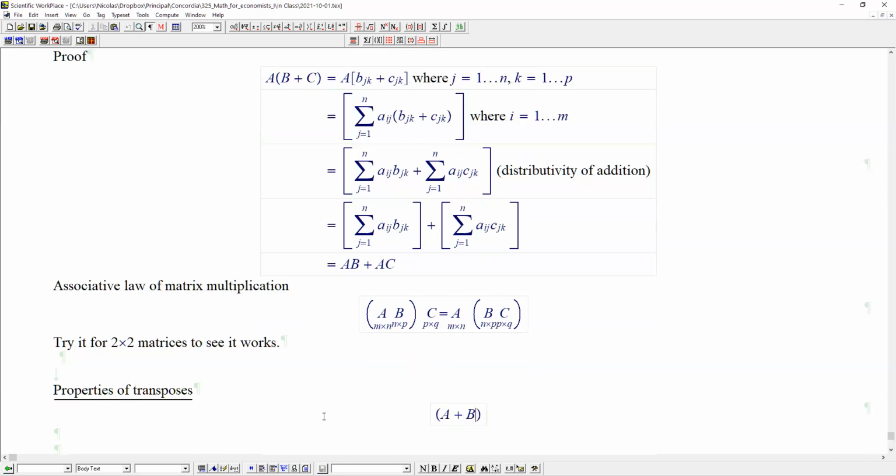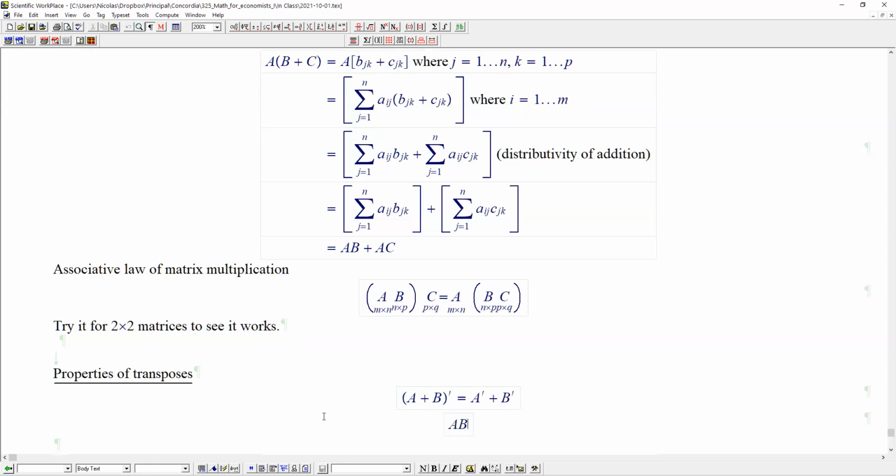A plus B transpose equals to... somebody has an idea? Yes, A transpose plus B transpose. And AB transpose equal to, somebody has an idea?